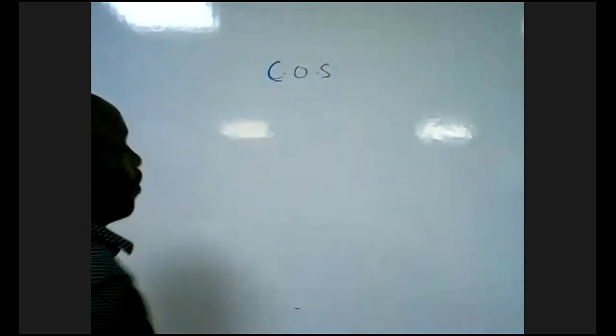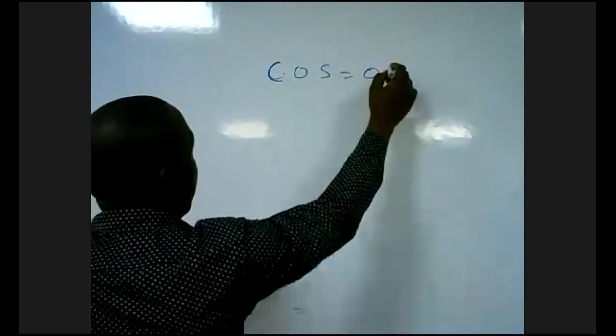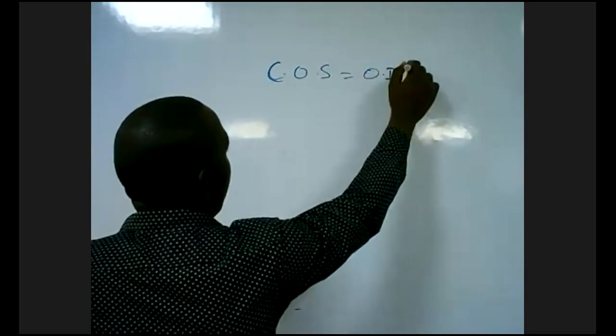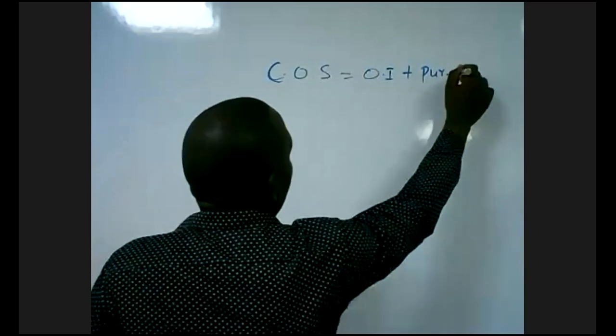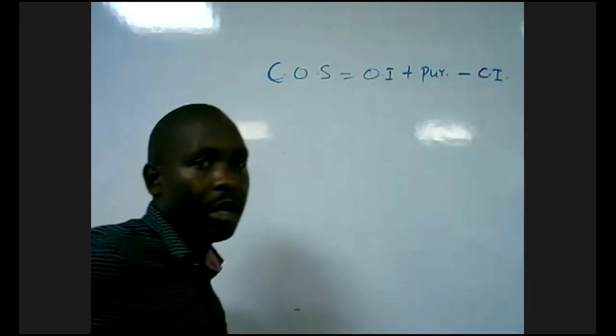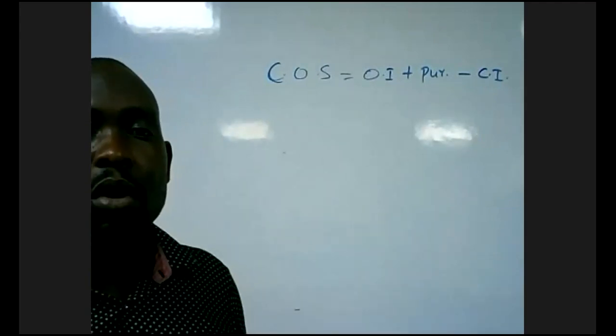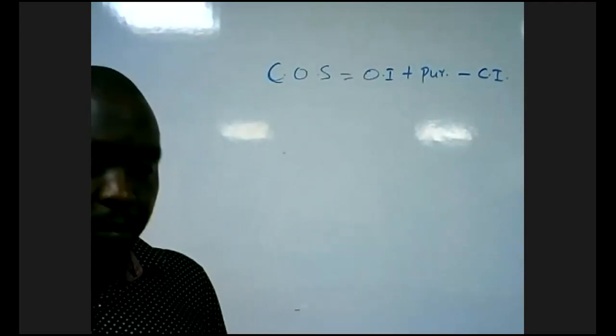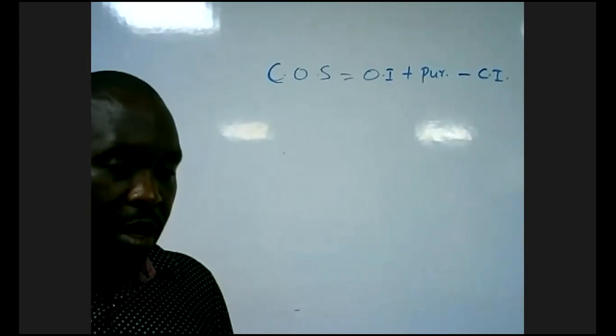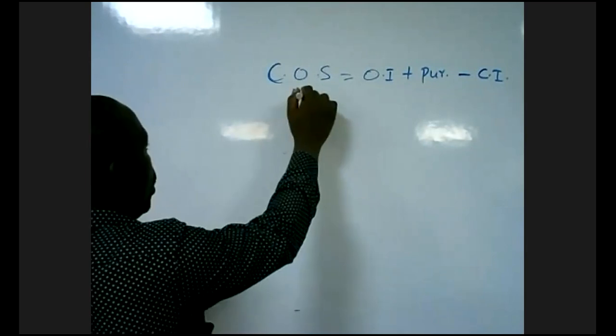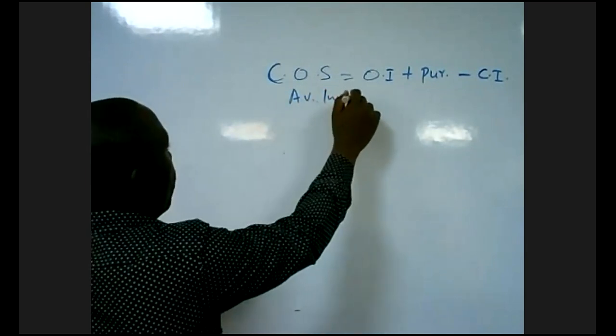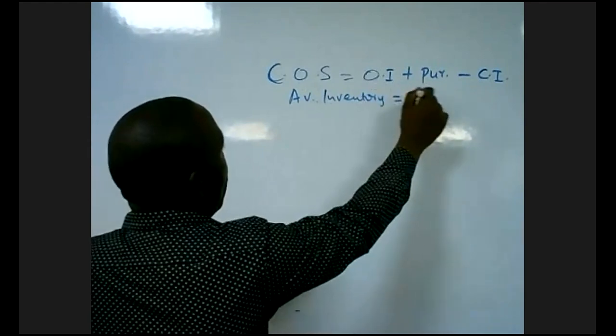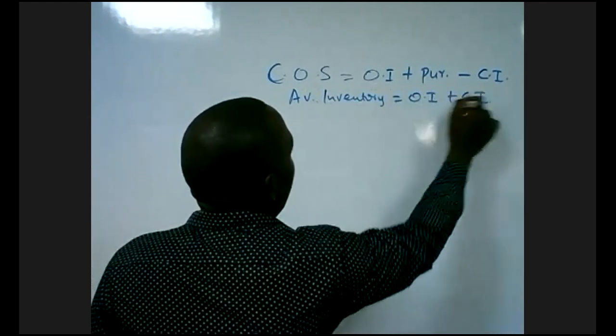So for that question, you need to understand two things, and I've repeated here, the cost of sales. It is given by the opening inventory plus the purchases minus the closing inventory. That one will never change. You need to understand that is the formula for getting the cost of sales. We also know how to get the average: the opening inventory plus the closing inventory divided by 2.